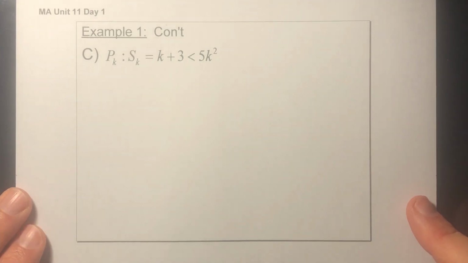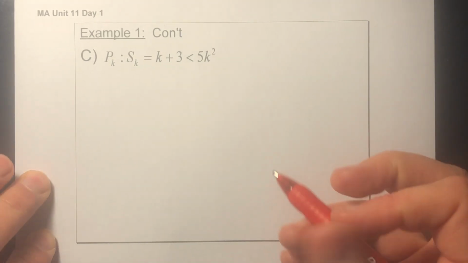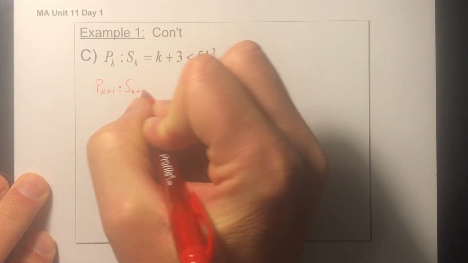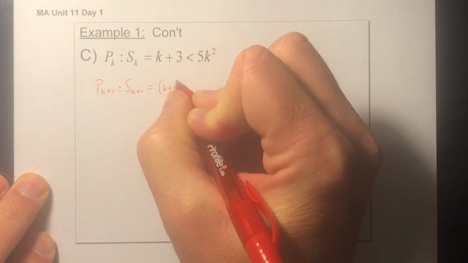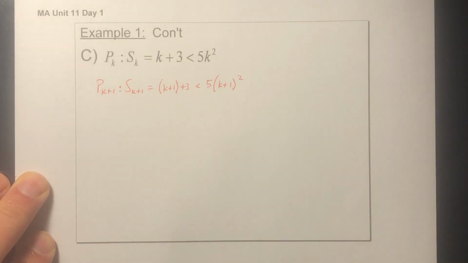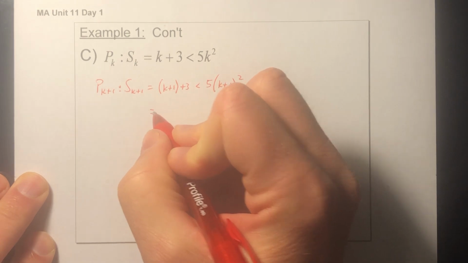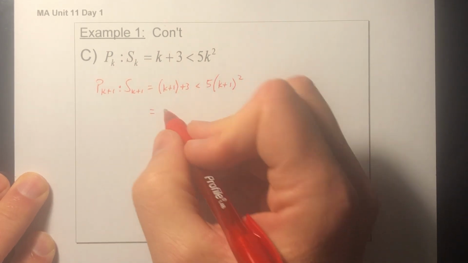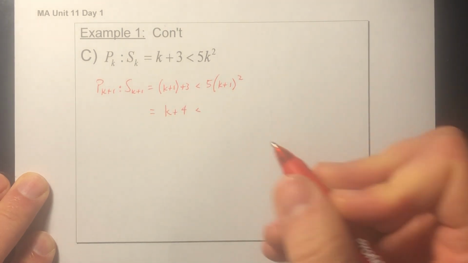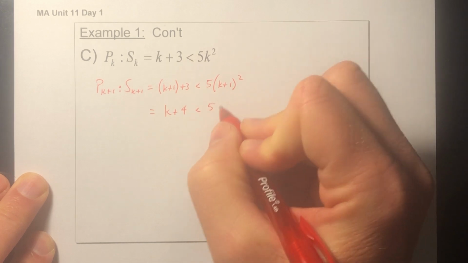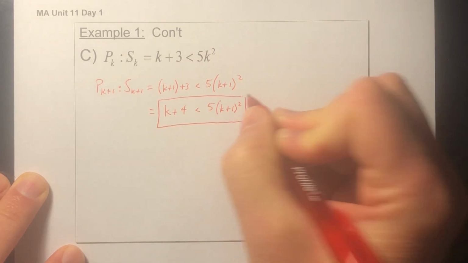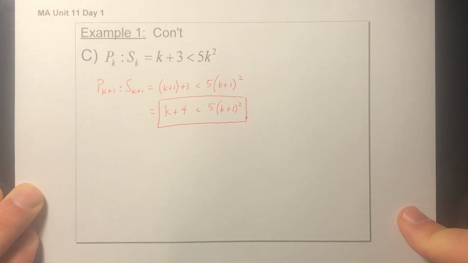Part C. Again, we're just replacing each k with k plus 1. Okay. So here we're going to have the k plus 1 plus 3. That turns out to be k plus 4. I no longer need that in parentheses. If you have the parentheses, no harm. And we don't need to actually multiply all this out. So just leave it as it is. And there's your answer.